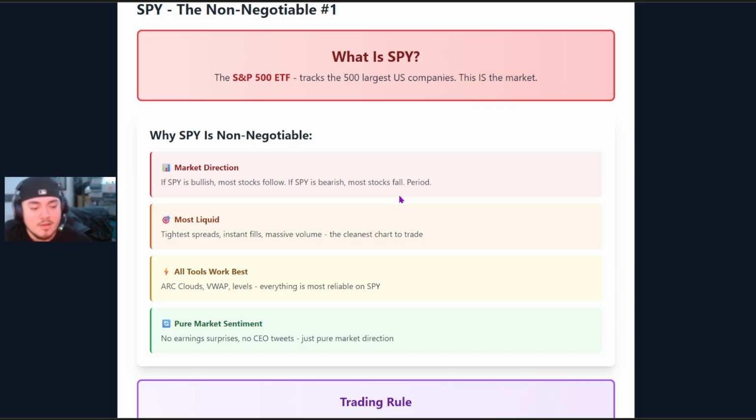And the fourth reason is pure market sentiment. No earnings surprises, no CEO tweets, just pure market direction. You're getting what the investors are psychologically feeling. Whether it's indecision, whether it's everyone's happy, everyone's making money, the economy is good, and people are investing, right?